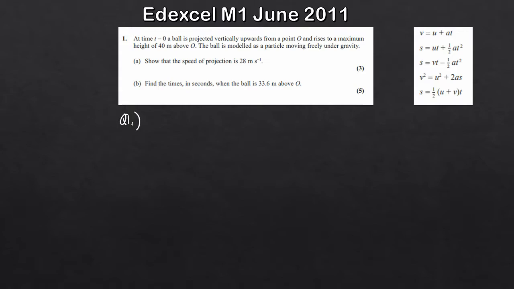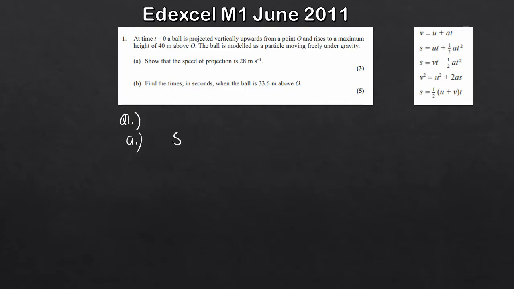So we're told at time t equals 0, a ball is projected vertically upwards from a point O, and it rises to a maximum height of 40 metres above O. The ball is modelled as a particle moving freely under gravity. So what we've got to do first is show that the speed of projection is 28 metres per second. So part A.